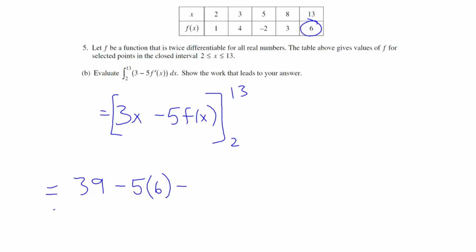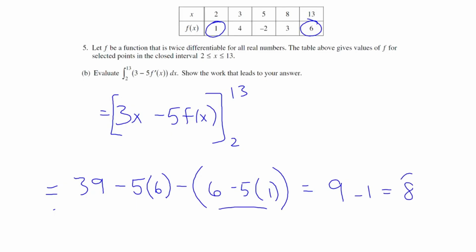And then we'll subtract from that. When we plug in 2, we get 3 times 2 is 6. Minus 5 times f of 2. And f of 2 is just 1, so minus 5 times 1. So we've got 39 minus 5 times 6. 39 minus 30 is 9. And then 6 minus 5 is 1, so we have 9 minus 1, which is just 8. They gave you 2 points here, 1 for correctly getting this integral using the fundamental theorem of calculus to integrate f prime to f, and 1 for the answer.